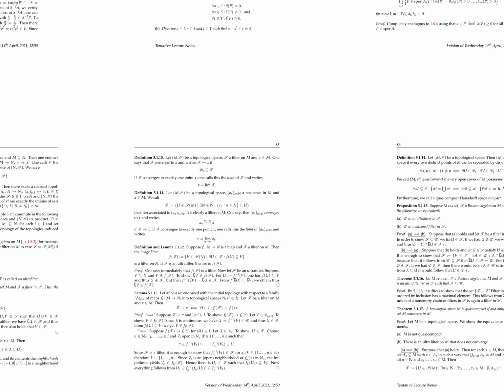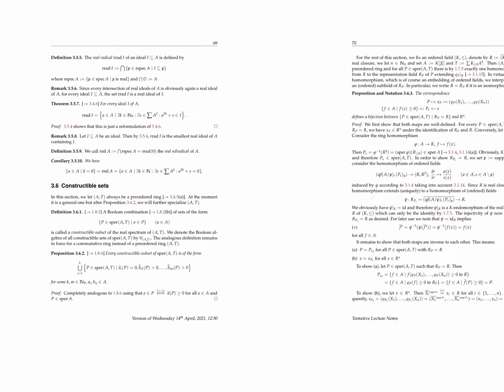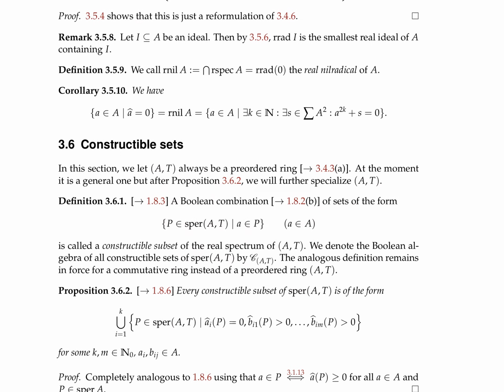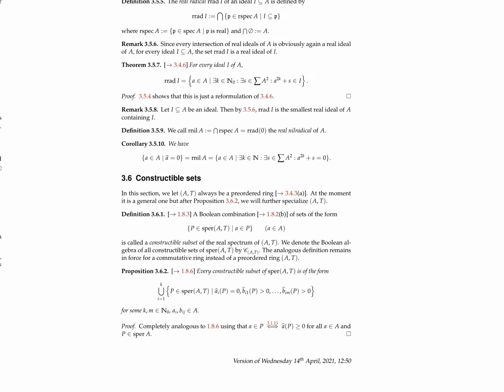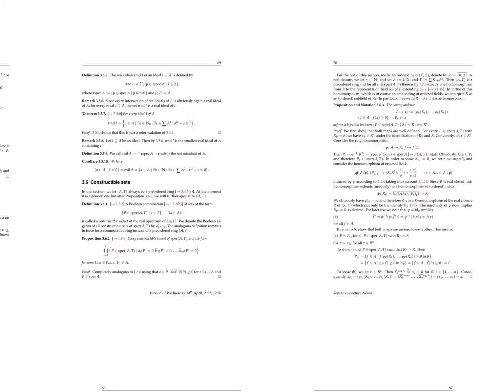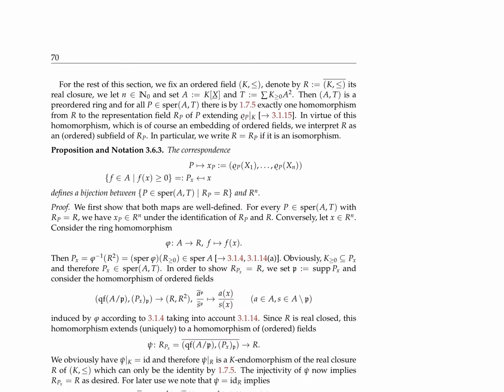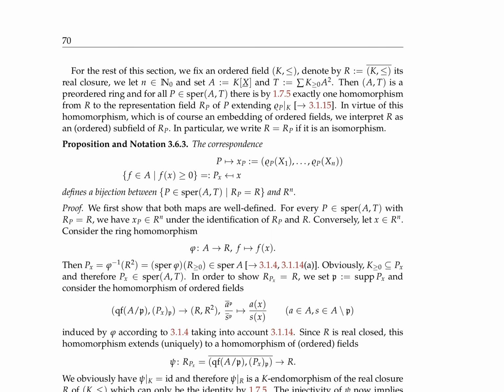And in fact, in section 3.6, the setup was a little bit more general, and the exact setup is a bit technical. So let's see what exactly the setup was. Yeah, so we had a preordered ring, that's a commutative ring together with a preorder, and in fact it was soon specialized more.